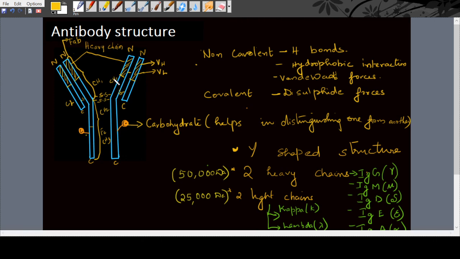Okay. Then one more important thing you should notice is that there is a region known as the hinge region. This is the hinge region, just like the hinge region of a door. It is how the door is mainly fixed and how it moves over the hinge. Likewise, a little bit of flexibility is provided by this hinge region. So that is about the structure of the antibody, a glycoprotein with a Y-shaped structure which goes and binds to the epitope of the antigen. Okay, thank you.